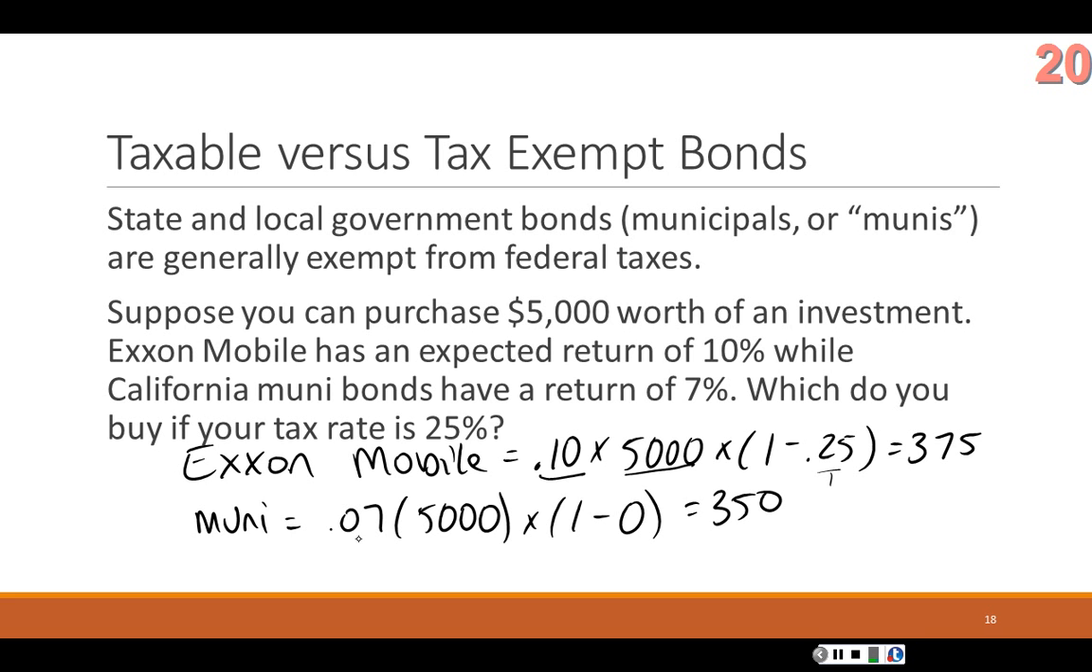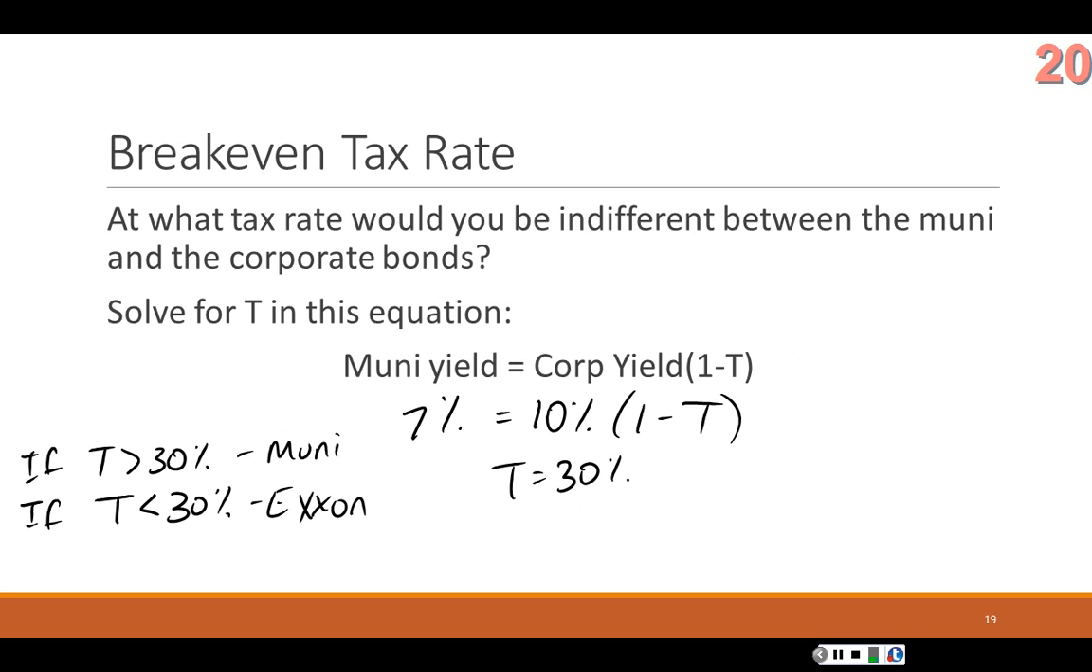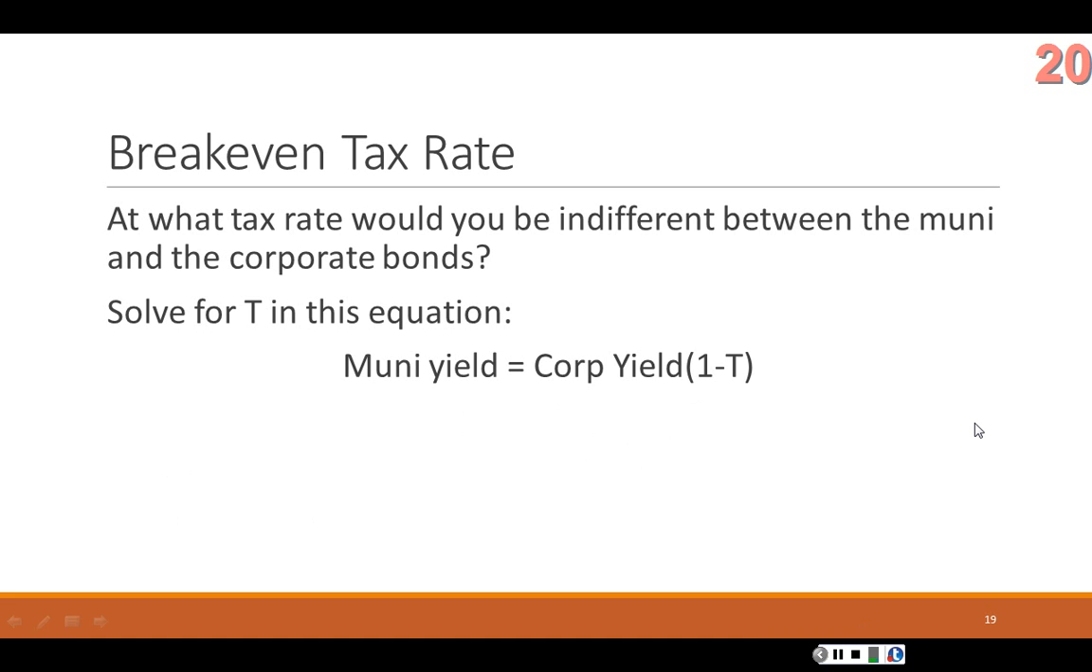The municipal bond has a return of 7%. They're investing $5,000 into the asset, and it has a tax rate of 0. So the municipal bond in this instance would only return you $350. So at what rate would you be indifferent between the municipal bond and the corporate bond? You simply solve for T in this equation. The municipal bond yield is equal to the corporate yield times 1 minus the tax rate.